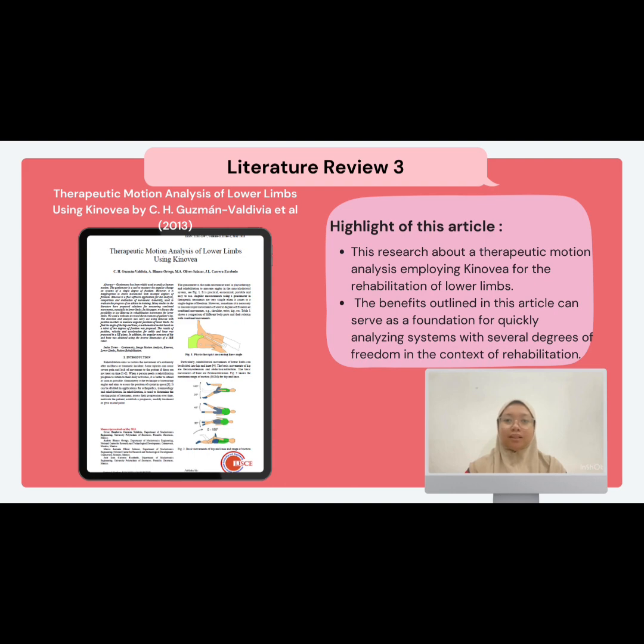Next, a paper titled Therapeutic Motion Analysis of Lower Limbs Using Kinovea by C.H. Guzman Valdivia, ITER 2013. This research is about a therapeutic motion analysis employing Kinovea for rehabilitation of lower limbs. The benefits outlined in this article can serve as a foundation for quickly analyzing systems with several degrees of freedom in the context of rehabilitation. It is clear that Kinovea not only analyzes human gait but can also be used for rehabilitation.